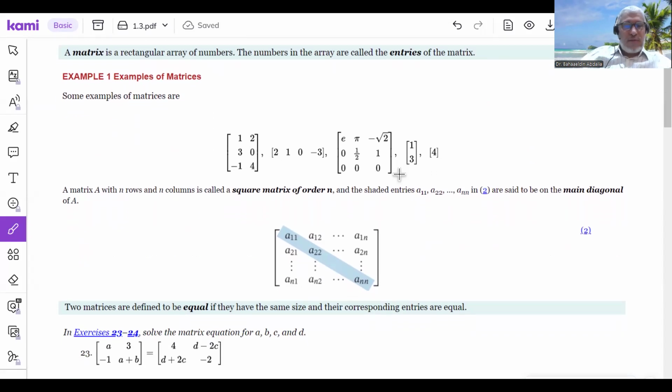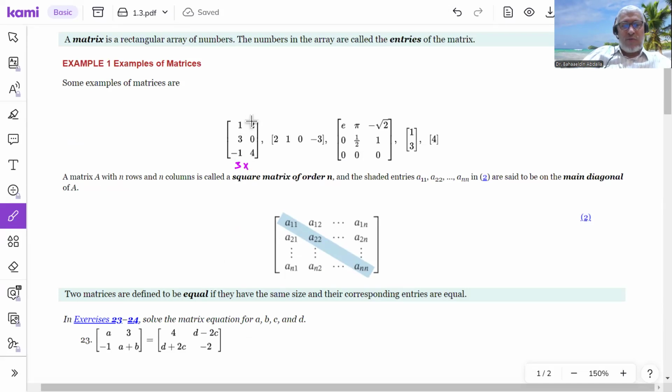You can find the size of each matrix by looking at the number of rows and the number of columns. For example, the first matrix has 1, 2, 3 rows and 2 columns. So it is a 3 by 2 matrix. We say a 3 by 2 matrix. While this matrix has 1 row and 4 columns, so it is of size 1 by 4. We can say it's a row matrix.